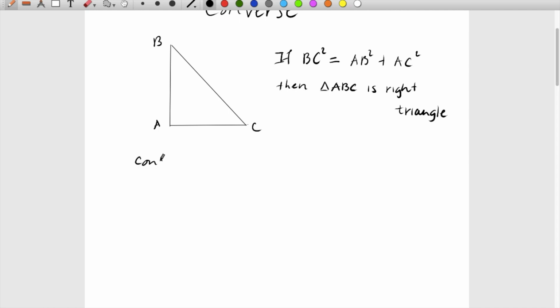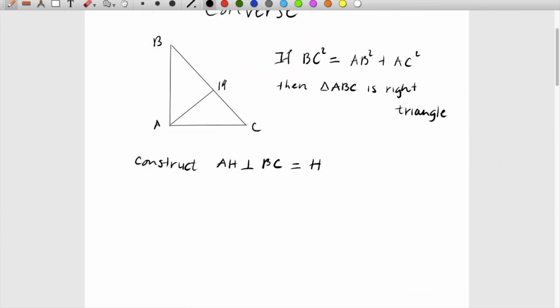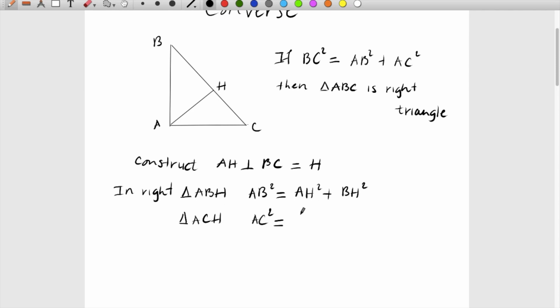Proving the converse of the Pythagorean theorem: from vertex A, we draw a line segment AH perpendicular to BC at H. In the right triangle ABH, we have AB square equals AH square plus BH square according to the Pythagorean theorem. In the same way, apply the Pythagorean theorem for right triangle ACH. We also have AC square equals AH square plus CH square.